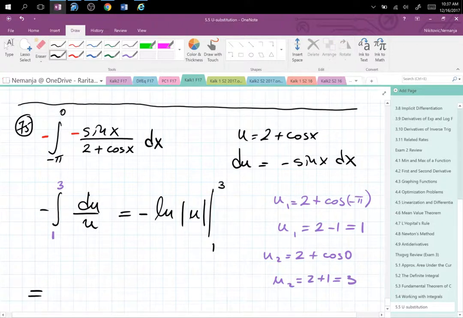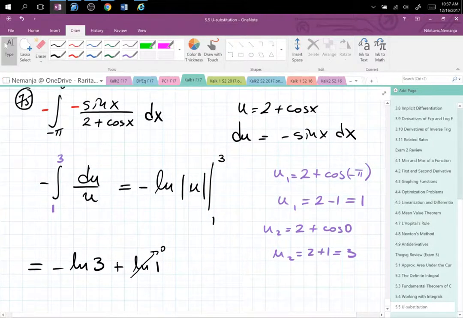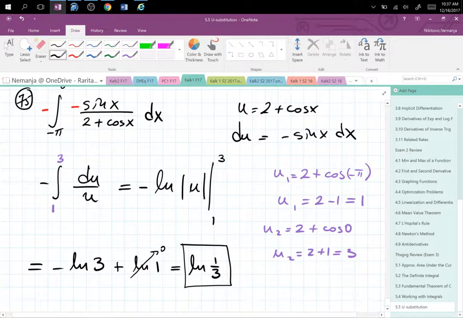So this is further equal to negative ln of 3, minus and minus will give me plus, ln of 1. Well, ln of 1 is 0, no one cares about that. So all I have now is ln of 1/3 as the answer, because the negative in front of ln will go inside as the exponent of negative 1 on 3, and that will make it 1/3. So that was example 75.